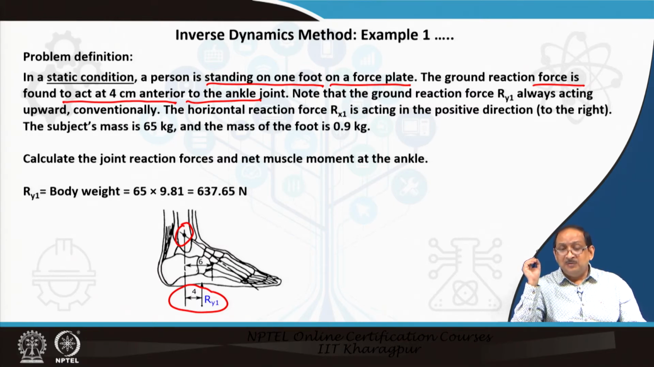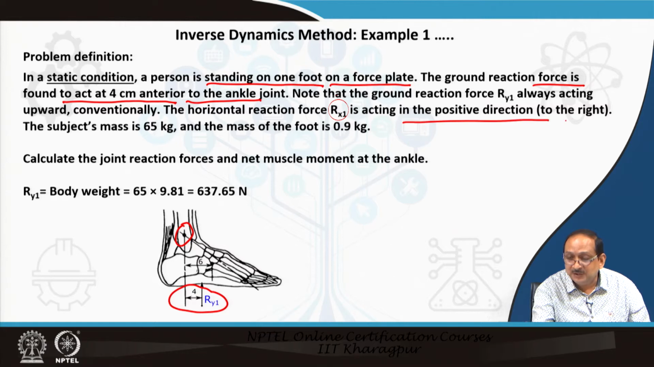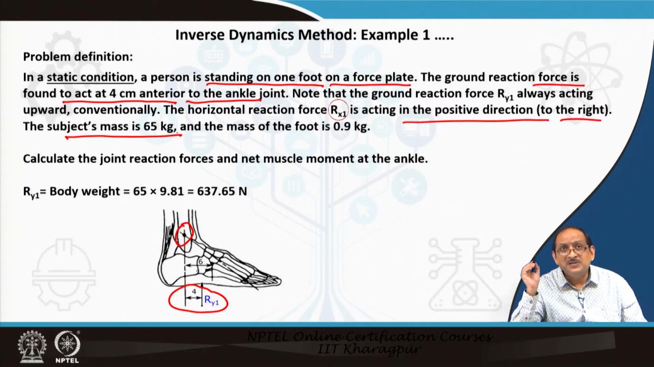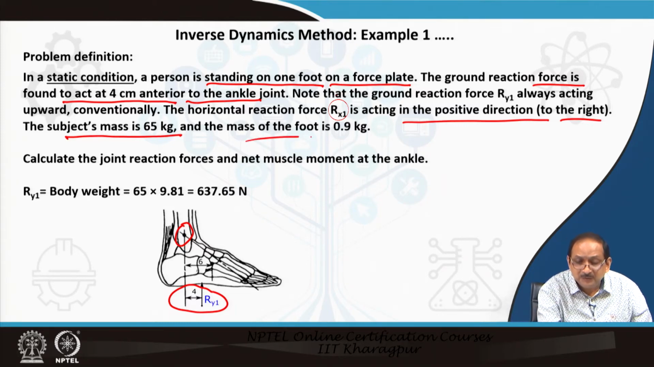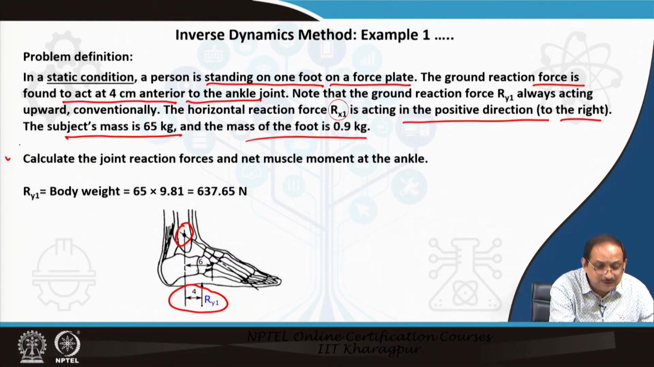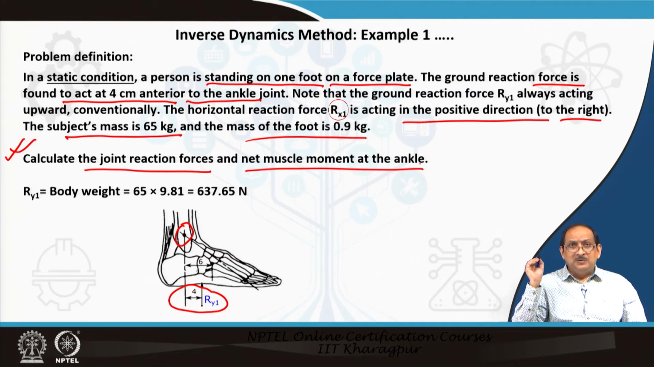Note that the ground reaction force Ry1 is always acting upwards conventionally. The horizontal reaction force Rx1 is acting in the positive direction towards right, and the mass of the subject is given as 65 kg and the mass of the foot alone is 0.9 kg. So, we are supposed to calculate the joint reaction force and the net muscle moment around the ankle.